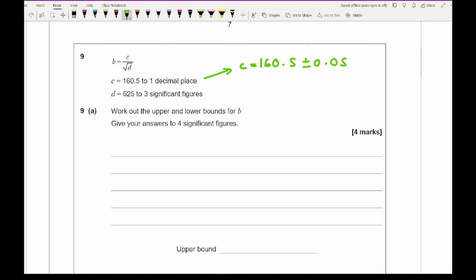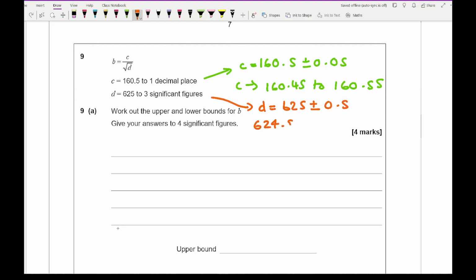So the lower and upper bound for C is going to be 160.45 to 160.55. And if I do the same with D, D is going to be 625 plus or minus, now the third significant figure is a unit, so it's going to be 0.5, so that's going to be 624.5 to 625.5, and there are my upper and lower bounds for each of those two.